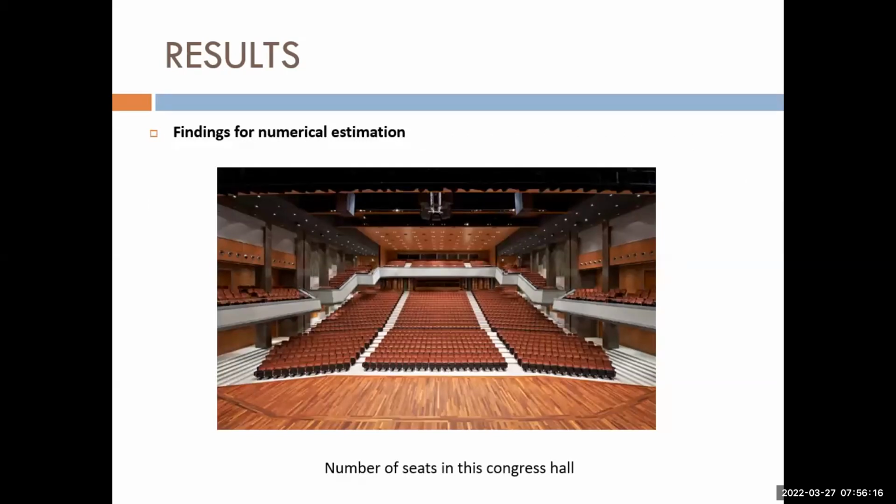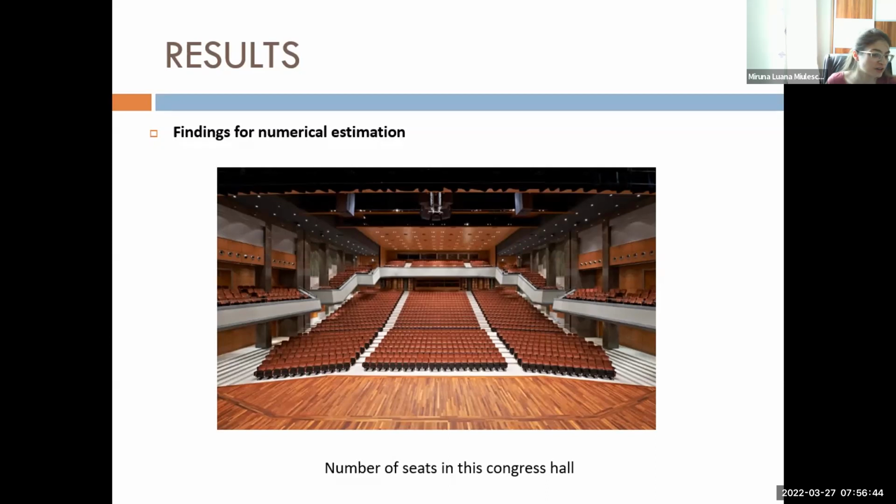Let's look a little bit at this picture. What can you see here? This is a saloon in a theater. We are talking about the number of the seats here. How many seats are there? Do you have any estimation? 500 or 600?